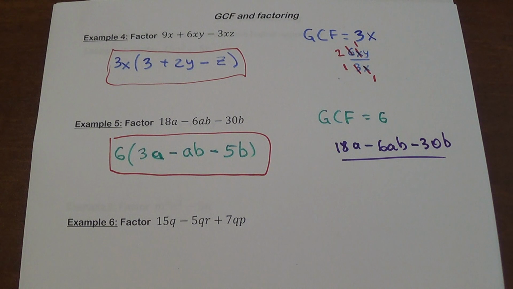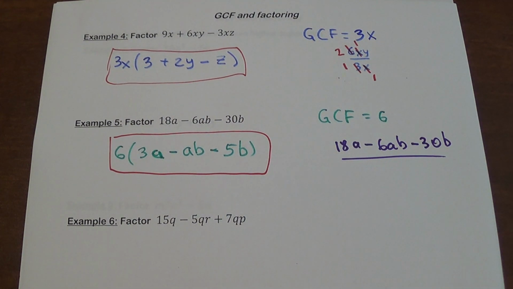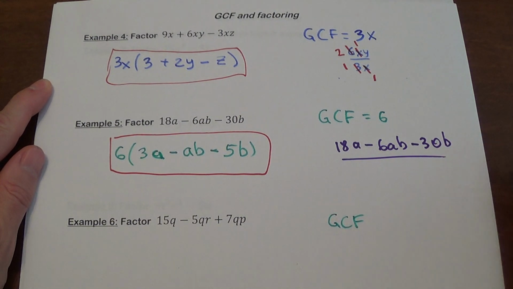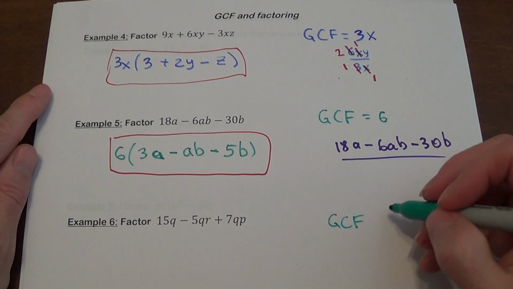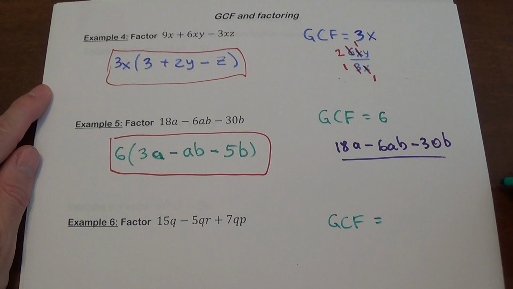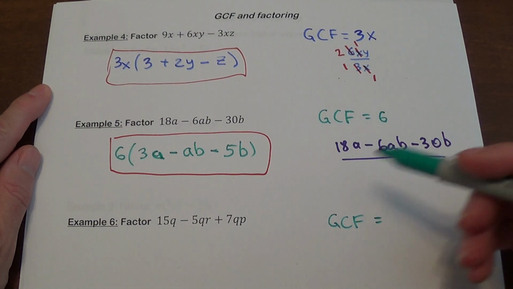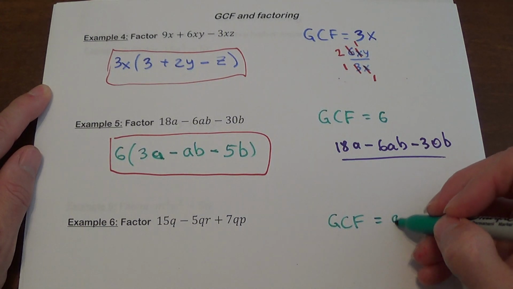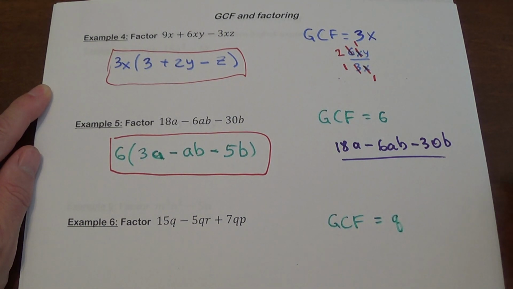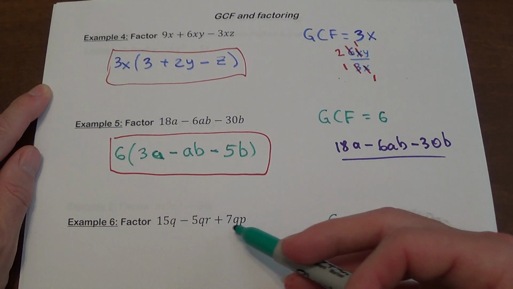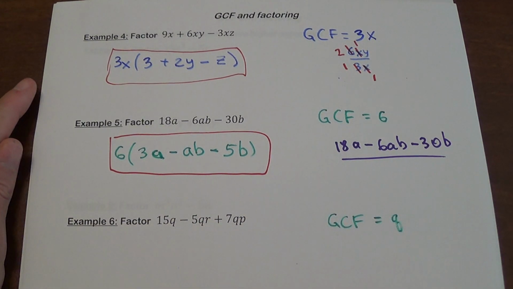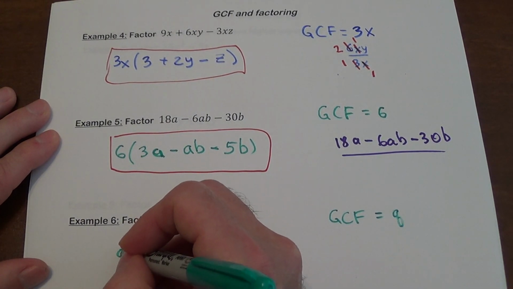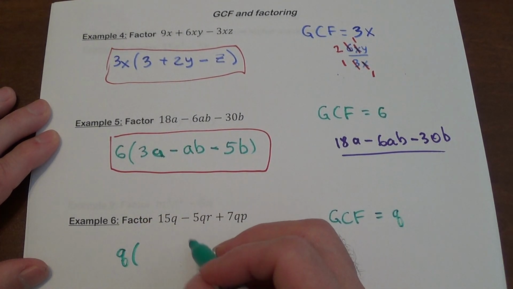Alright, next problem. Let's take a look. So 15, 5, and 7. 15, 5, and 7 do not have any common factor besides 1, so we're not interested in that. Is there anything else we can take out? Well, let's see. We have q, q, and another q. So each term has q. We can definitely take q out. What else do we have? We have r and p, but they're randomly scattered, so we can't really do much there. That means our greatest common factor is just q, and we take it out.